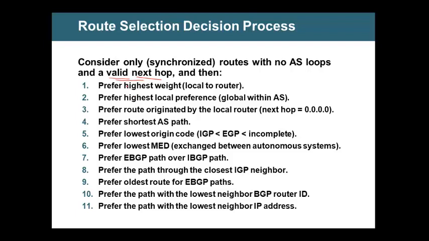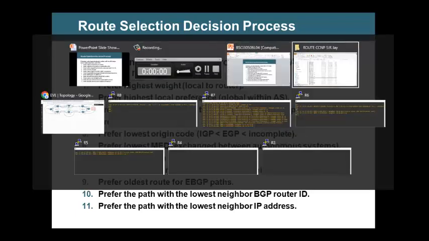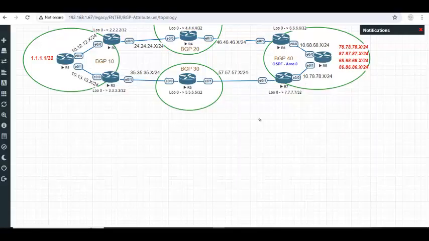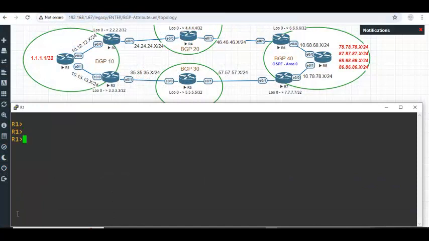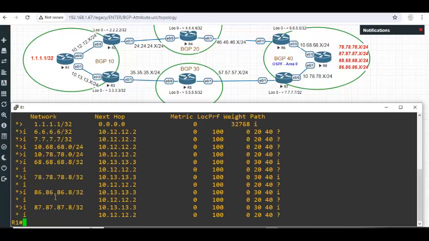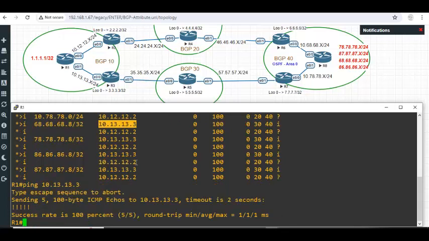Let us go and check whether that is true in our case. Here is our topology. I'll go to router 1 and see what I'm learning, show IP BGP. Is this a valid next hop? Is it a pingable next hop? Yes, ping and see. And is this a valid next hop? Yes.